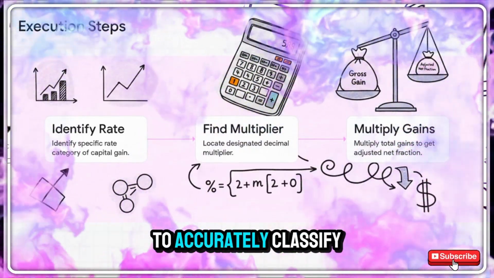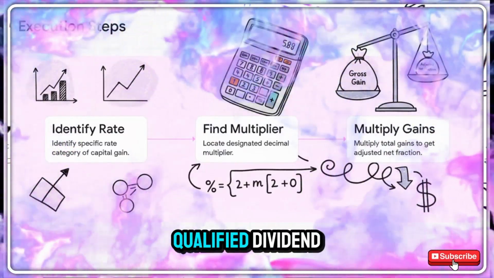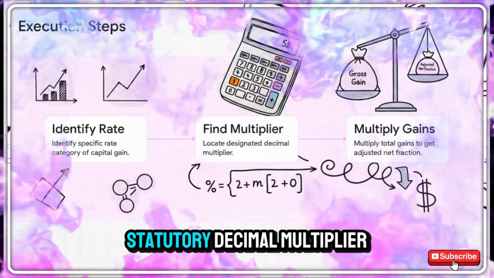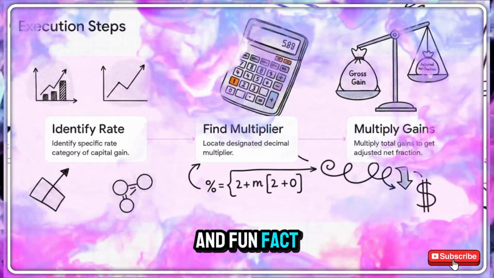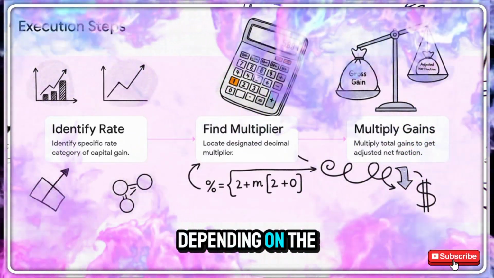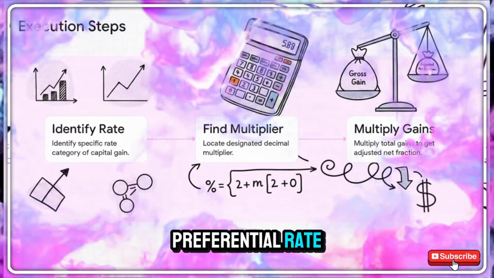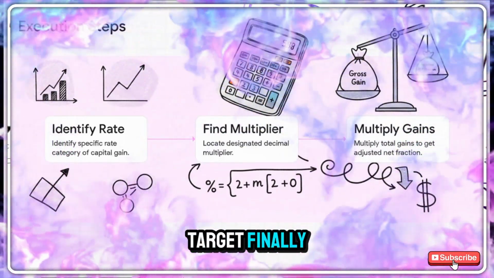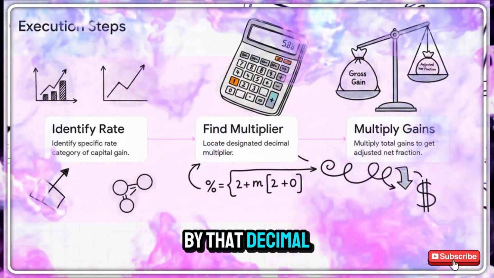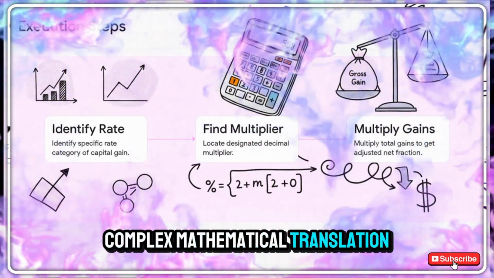First, you have to accurately classify the income. Like, is it a short-term gain, long-term, a qualified dividend? Then you have to track down the exact statutory decimal multiplier. And fun fact, in the US system, this decimal multiplier dynamically changes depending on the current corporate or individual top marginal tax rate versus the preferential rate. It's a moving target. Finally, you actually execute the math by multiplying the gross gain by that decimal. It's just a wonderfully elegant, even if super complex, mathematical translation.